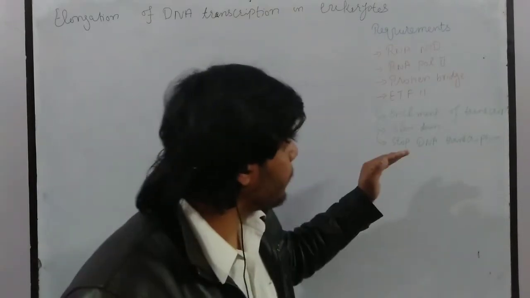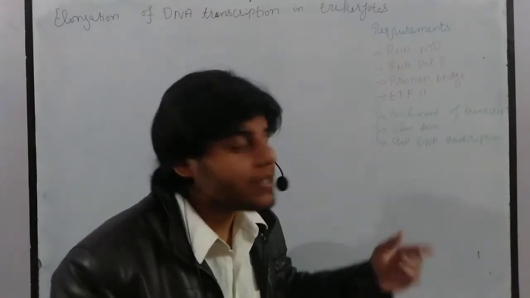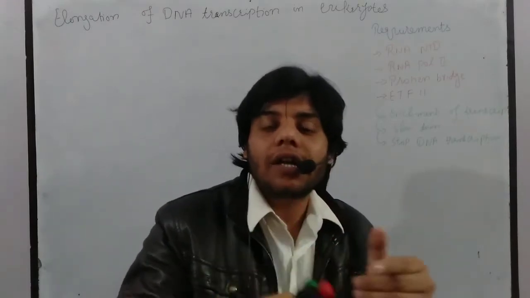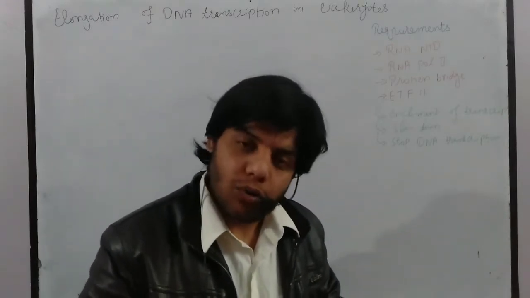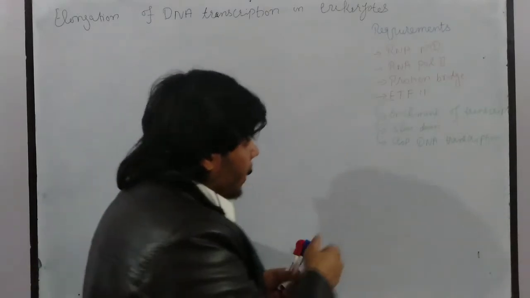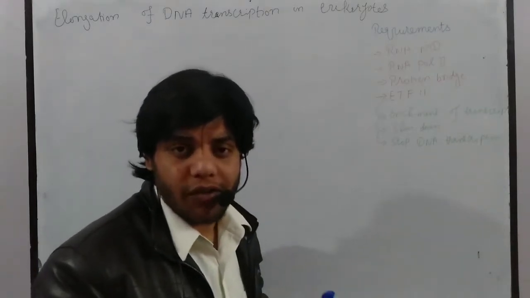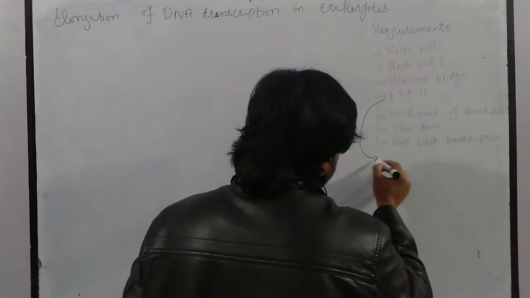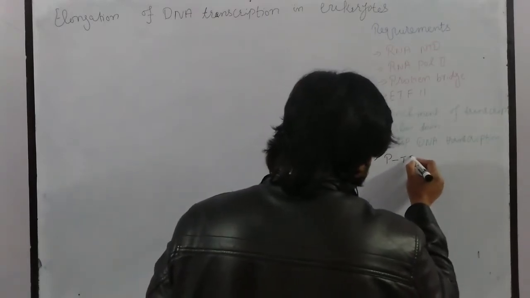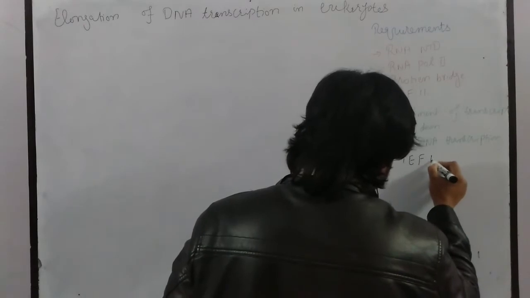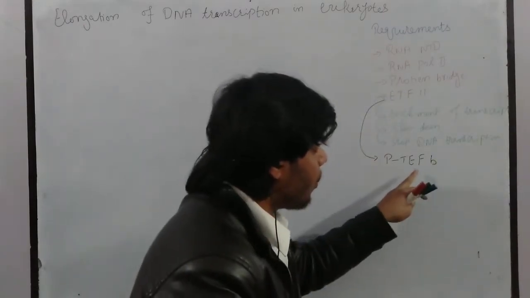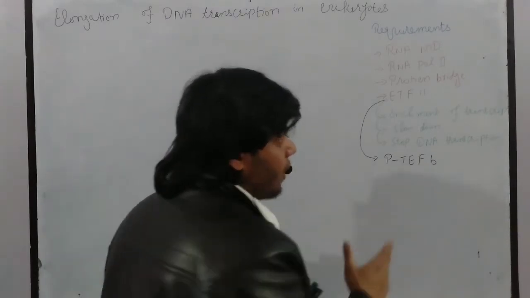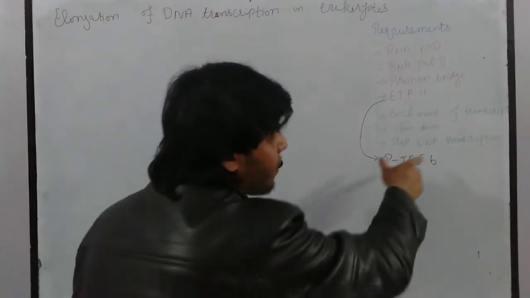And after some time it will encounter some other nucleotide, and on that nucleotide it will be stopped, and after that the termination of DNA transcription will occur. So we will talk about it later. Now, there are many elongation transcription factors, but the most important elongation transcription factor is TFIIS, transcription elongation factor B. So we need this elongation transcription factor, which is very important.